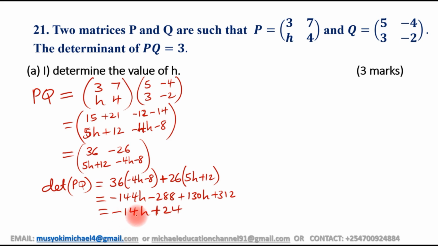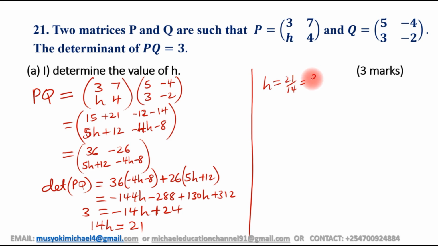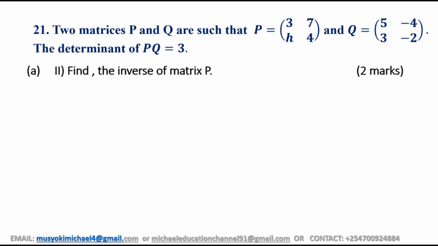Remember, the determinant is actually equal to 3. Therefore, we rearrange this. We have 14h will be equal to 21. So h will be 21 over 14, which is 3 over 2, or 1.5. So that is the value of h. Then part A Roman 2, we find the inverse of matrix P.